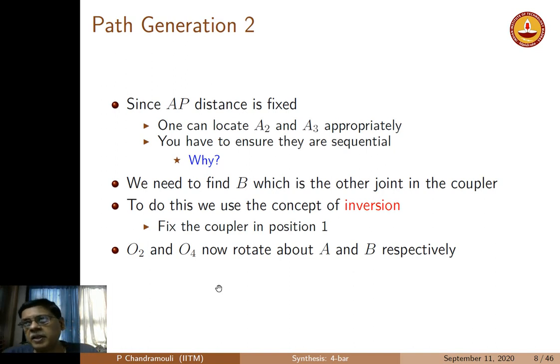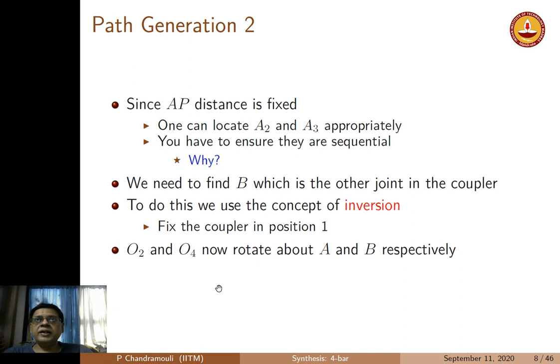Because A is, remember, a floating pivot which is part of the coupler as well as part of the crank, which is the joint between the coupler and the crank. So since it is a point on the coupler, that distance AP, this point P on the coupler now coinciding with P1, means AP is fixed. Now, using this idea that AP is fixed, we can locate A2 and A3 appropriately, and you have to ensure that they are sequential, because as the crank rotates from A1 to A2 to A3, the coupler point has to go from P1 to P2 to P3. The order cannot be switched.